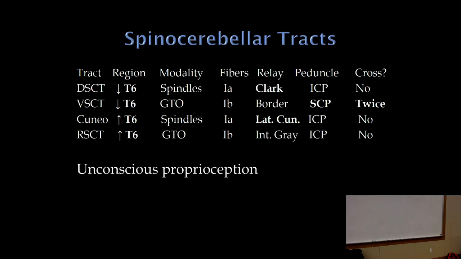All right, so we refer to this as unconscious proprioception. Remember to distinguish from conscious proprioception. So the knowledge of where your limbs are in space, is my thumb up or down? That's conscious proprioception. That's posterior columns. Unconscious proprioception is what your cerebellum is doing all the time to facilitate movement as a comparator.